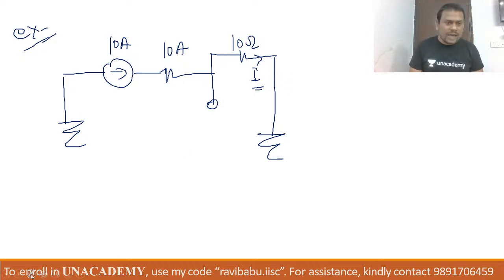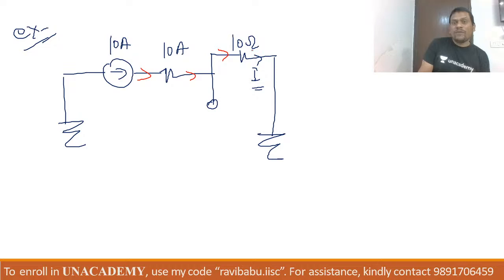Yeah, first tell me, then I will consider the next point. The value of I in this circuit. So see, beta, the value of I in this circuit will be how much? 10 ampere, because, beta, this amount of current will not change. So this value will be 10 ampere.